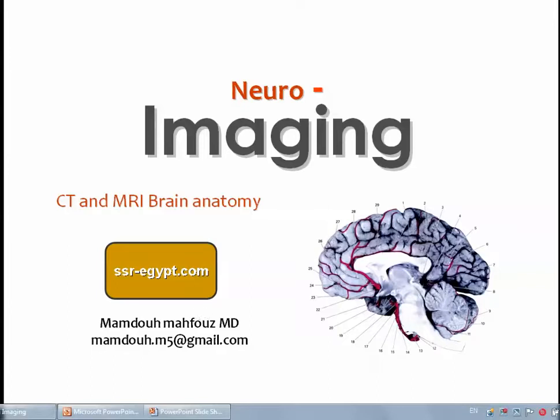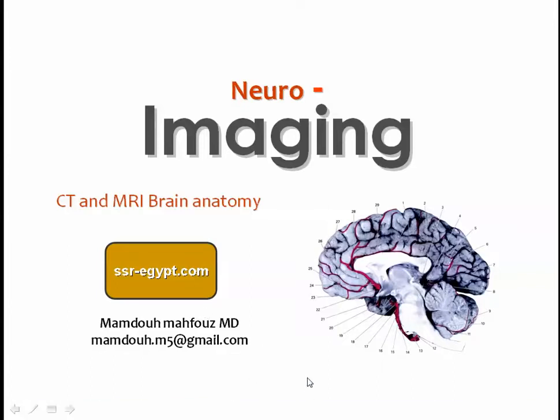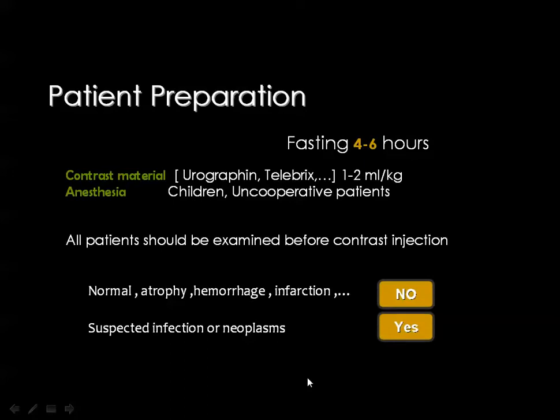First, we'll start by the anatomy, and as you all know, in order to have a CT or an MRI of the brain, the patient may have some preparation, and this preparation is only that the patient is instructed to fast for about 4 to 6 hours. 4 if he is a child, 6 if he is an adult. And this fasting is because of one of two things: either we intend to inject the contrast material, or the patient may have some sort of anesthesia.